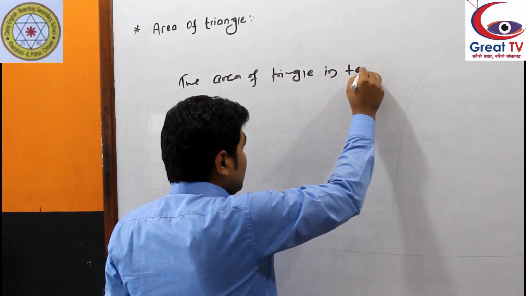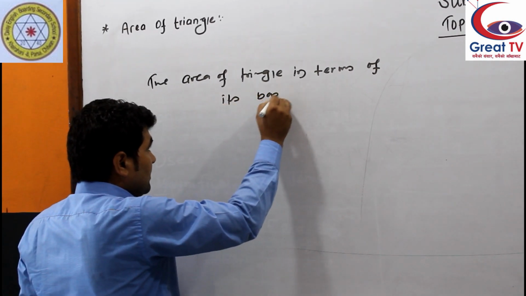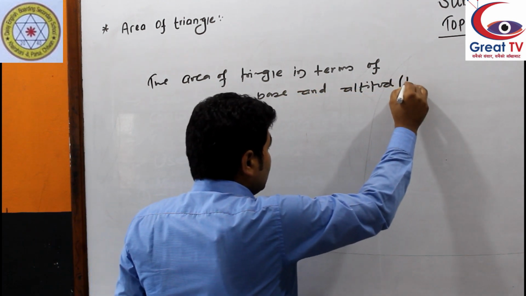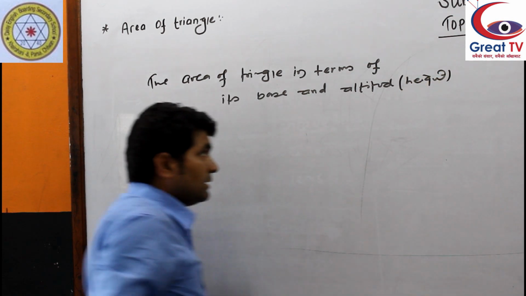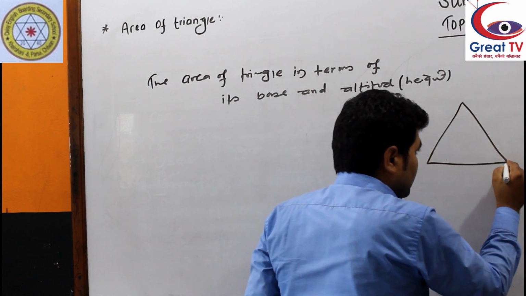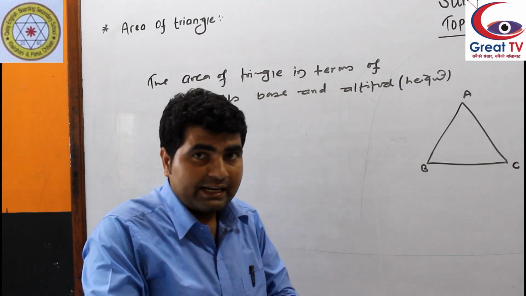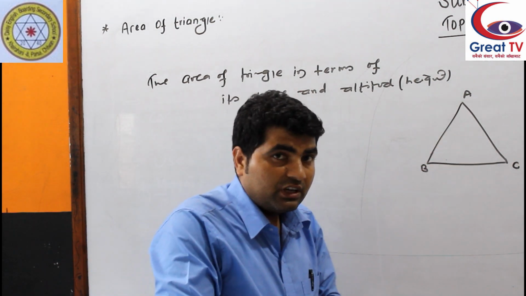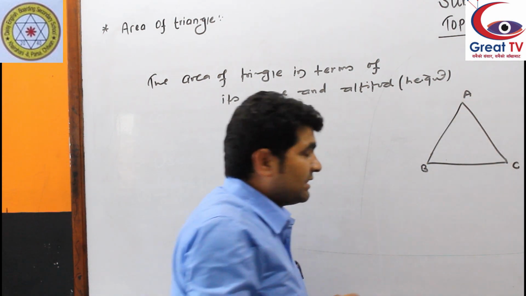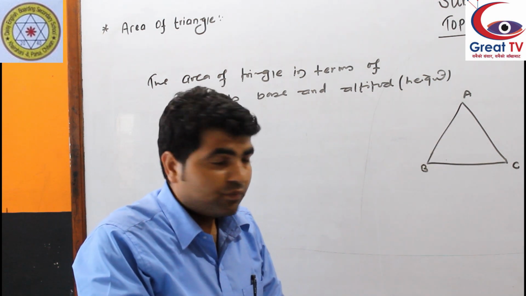Area of a triangle in terms of its base and altitude. Altitude means height. Okay, dear students, I have one triangle, triangle ABC, because this closed plane figure has three sides. This geometrical figure is called a triangle. Here AB, BC and AC are the three sides that enclose it, so this enclosed plane figure is called a triangle.